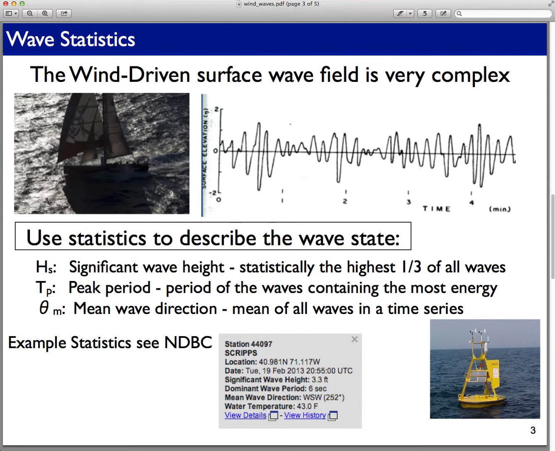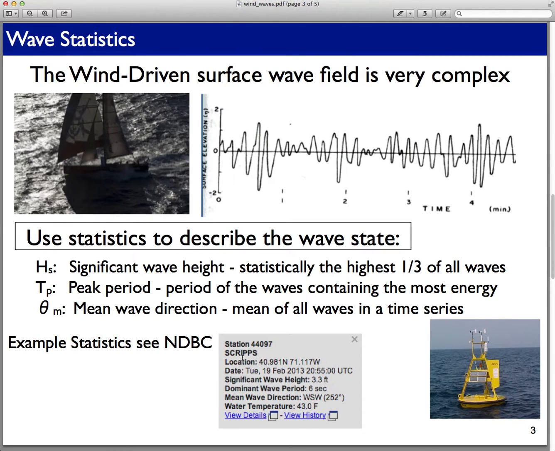So looking at a complex field like this isn't very helpful to describe to mariners: what is the sea state like at this moment? So we boil it down to some statistics, including significant wave height, which for a typical distribution of waves represents statistically the highest third of all waves. Peak period is the period of the waves containing the most energy. And a mean wave direction, so that's the mean of all waves in a time series. You can boil a sea state like this around the sailboat down to these three forms, and it's quite informative for people who are either looking at the wave forcing on sediment or mariners concerned about the sea state.